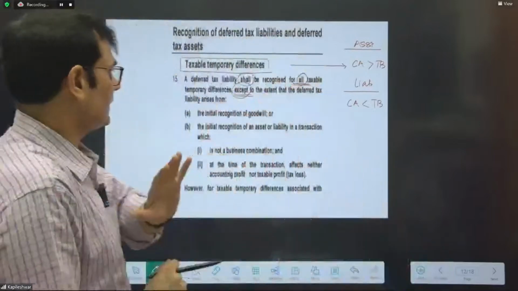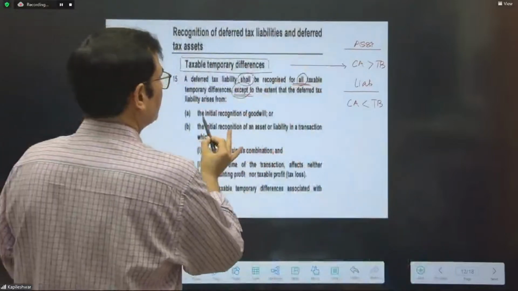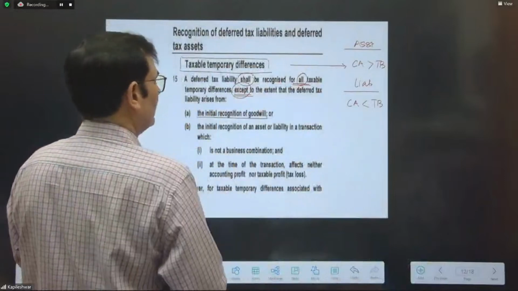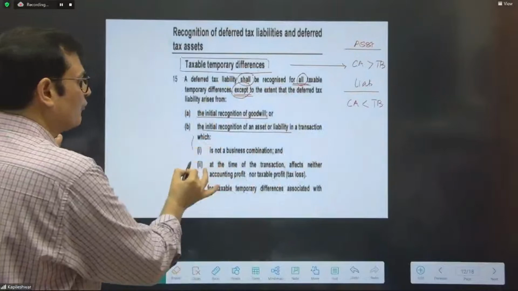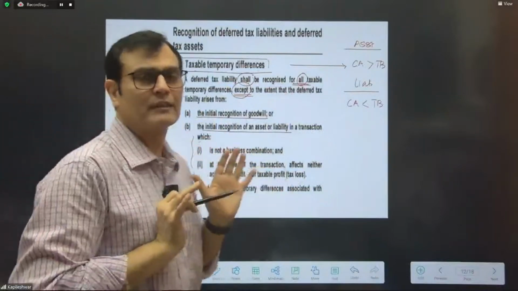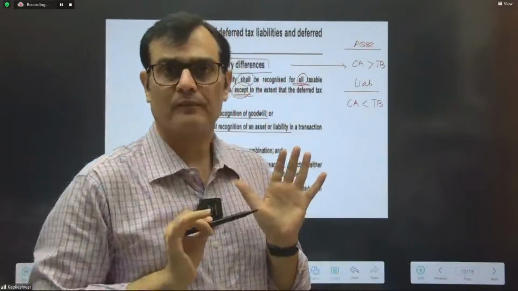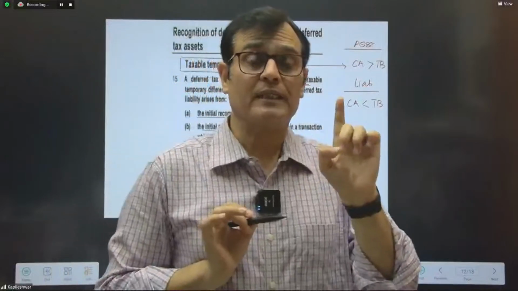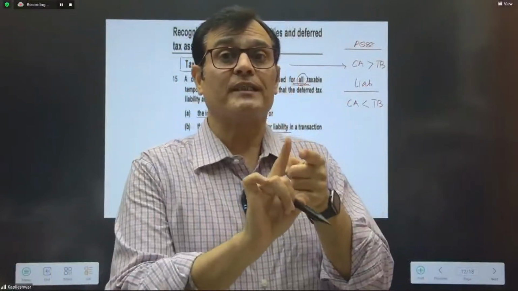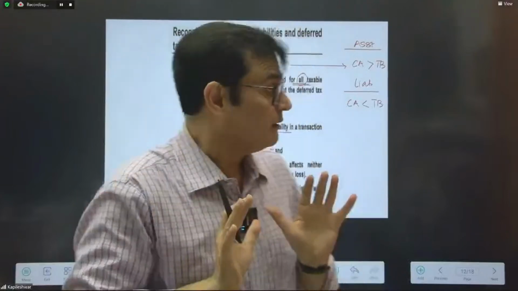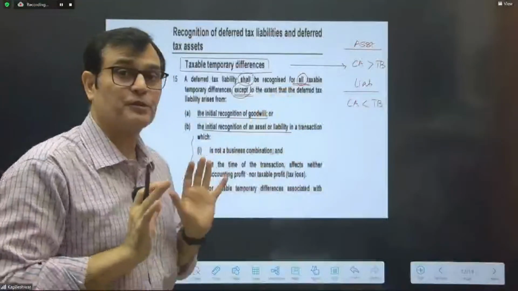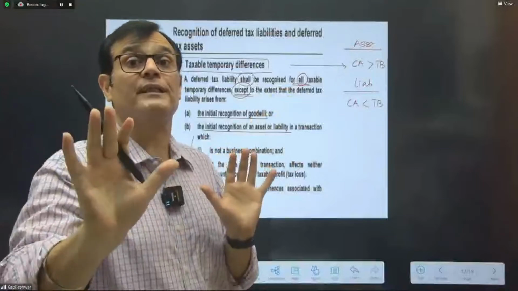So the exceptions are, one regarding the initial recognition of goodwill, and one is regarding initial recognition of asset and liability, which fulfills certain parameters. Let's not get into those parameters right now. But you need to get one thing very clear, that once you say there is a taxable temporary difference, I will say, okay, let me check. Is it a case of 2 exceptions? If yes, please don't create a DTL.